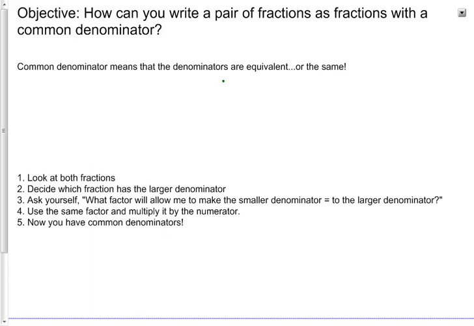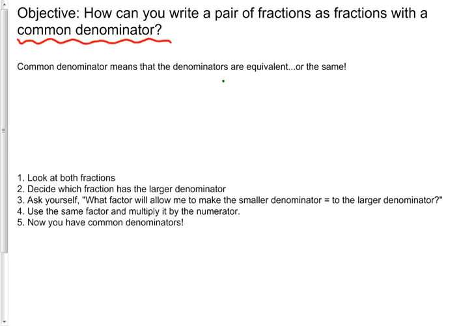Hi friends, tonight we're going to be looking at common denominators, and our objective states: how can you write a pair of fractions as fractions with a common denominator? So I'm noticing first that we have common denominator, and I need to know what that means. Common denominator means that the denominators are equivalent or the same. But the objective is showing me that we need to create common denominators.